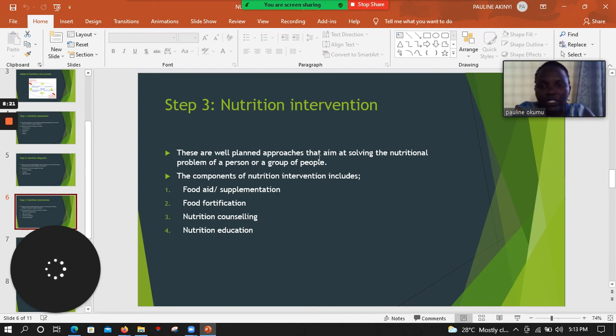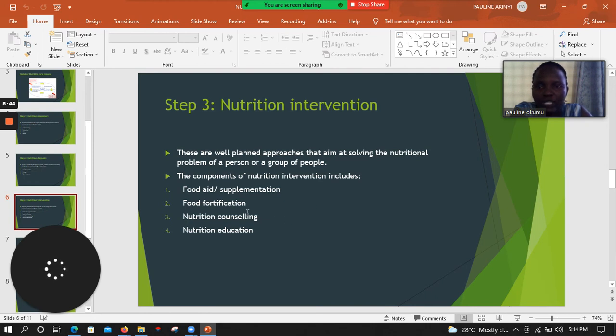Some of the approaches can be food aid or supplementation. Supplementation is basically provision of supplements. We have food fortification, and that is fortifying nutrients in commonly consumed foods so that the population at large can get the fortified vitamin or mineral.